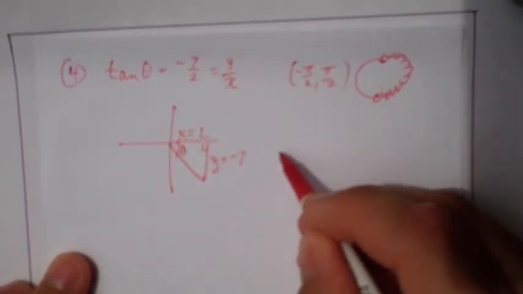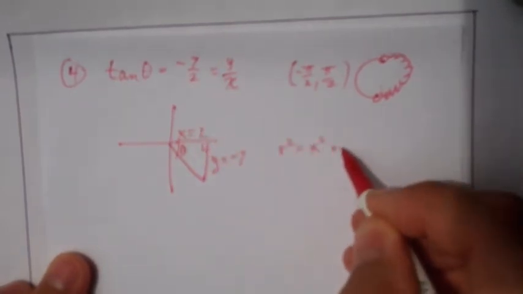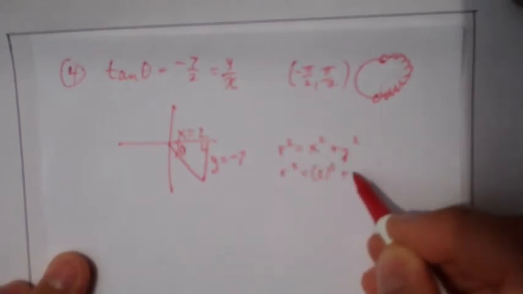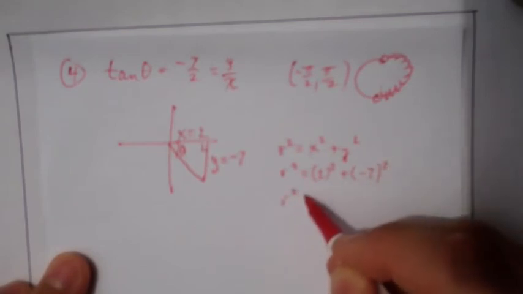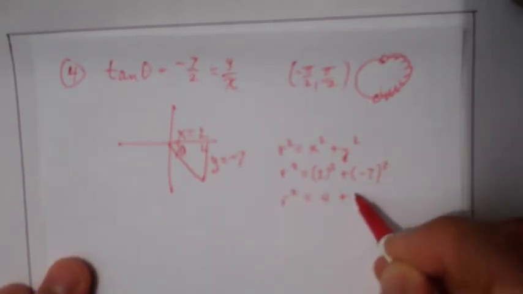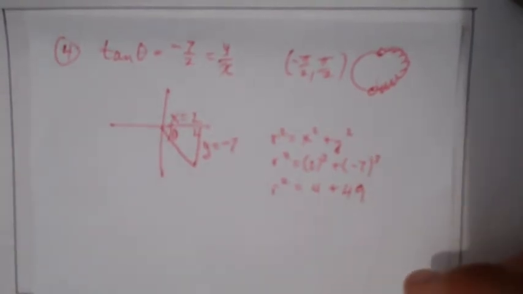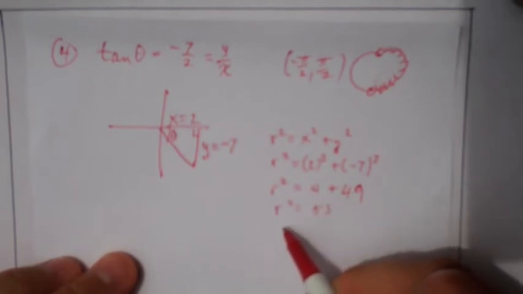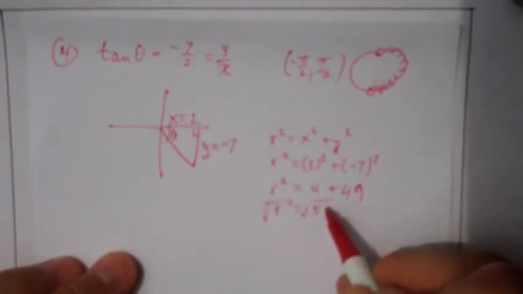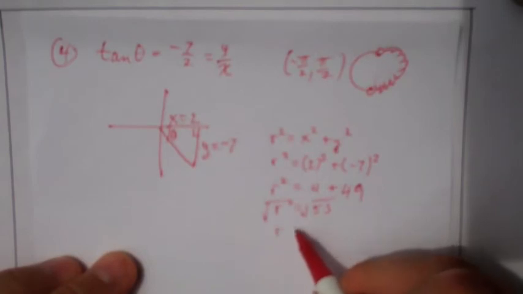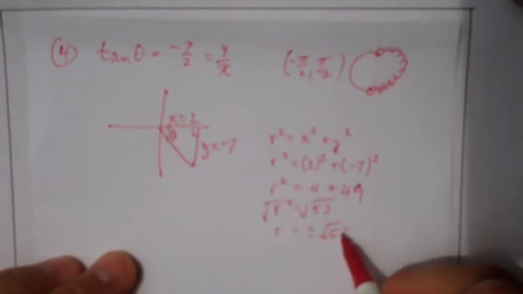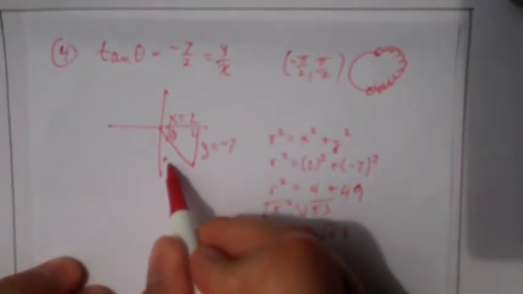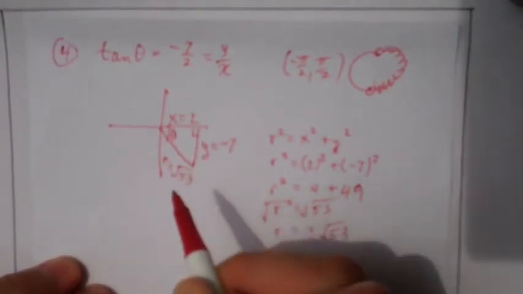And again, to find r, we know that r squared equals x squared plus y squared. So r squared equals 2 squared plus negative 7 squared. So r squared equals 4 plus 49. And so essentially we have r squared equals 53. And then taking the square root, we have r is equal to plus or minus square root of 53. But again, we know that the hypotenuse has to be positive, so r is square root of 53.